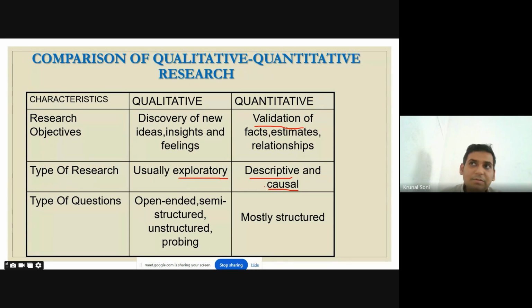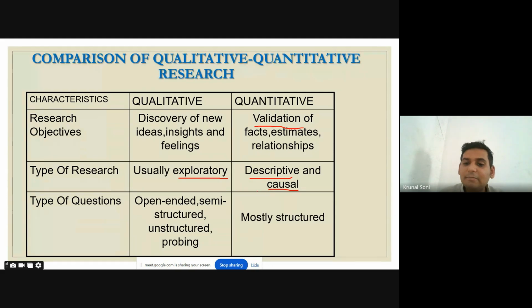So descriptive means we want to describe a certain scenario in terms of collection of data. So definitely we can go for descriptive research, right? We may describe why things have happened, how they have happened, and what the loopholes are in terms of data and numbers, so that we can describe.